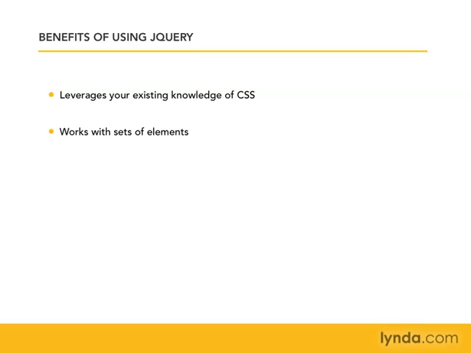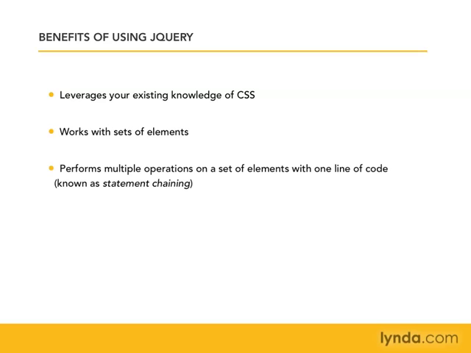In fact, many times you won't even realize that you're writing code that just by default works across sets of elements. jQuery also allows you to perform multiple operations on a set of elements with just one line of code. And this is a very powerful feature known as statement chaining. You'll see this again and again throughout the course. It really simplifies the way that you work with JavaScript and elements in the page, and it's one of jQuery's best features, and we'll see that throughout the course.